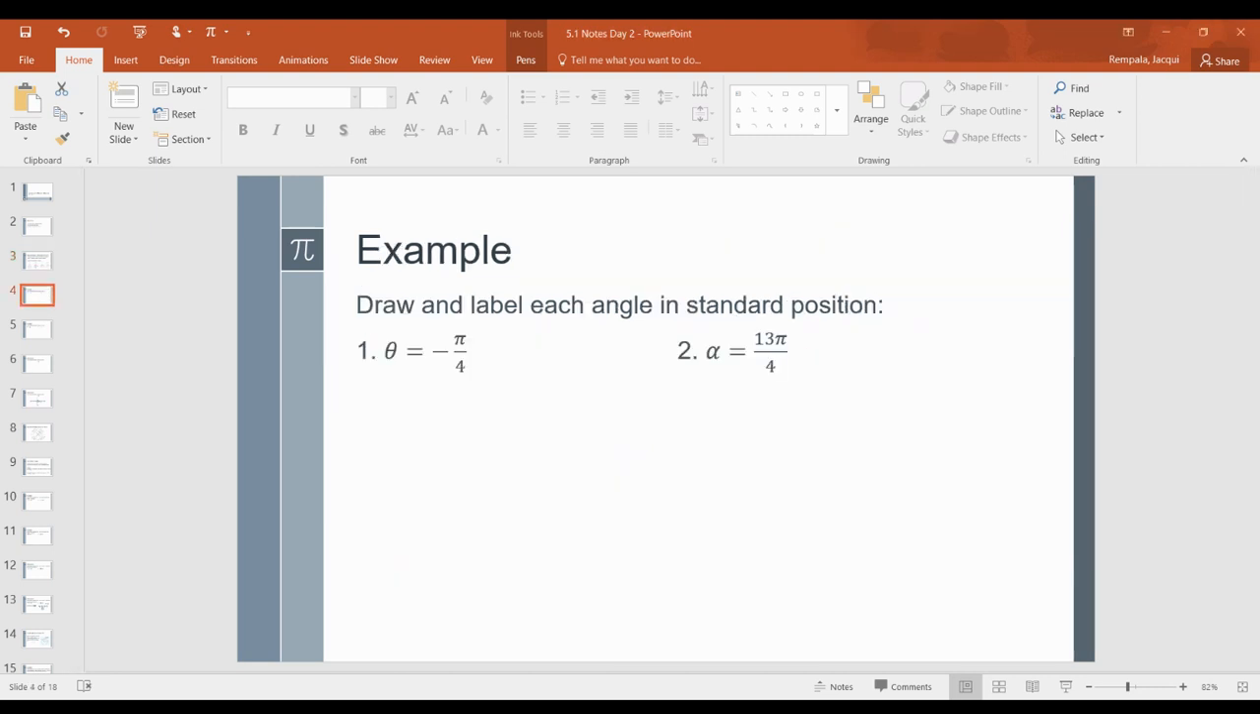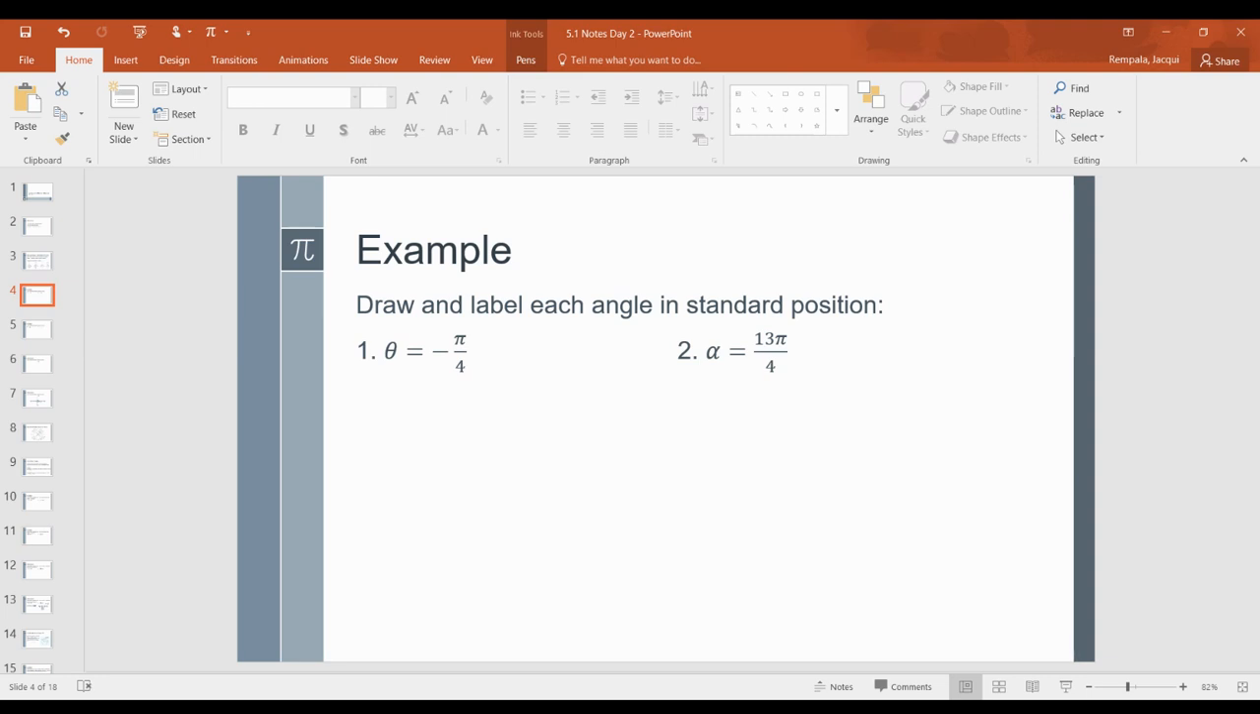So let's just jump into it. Let's draw and label each angle in standard position. And notice how we're going to be really practicing radians. You might have some degrees in your homework, but I just want to do radian after radian after radian so we can make sure that we're understanding this.